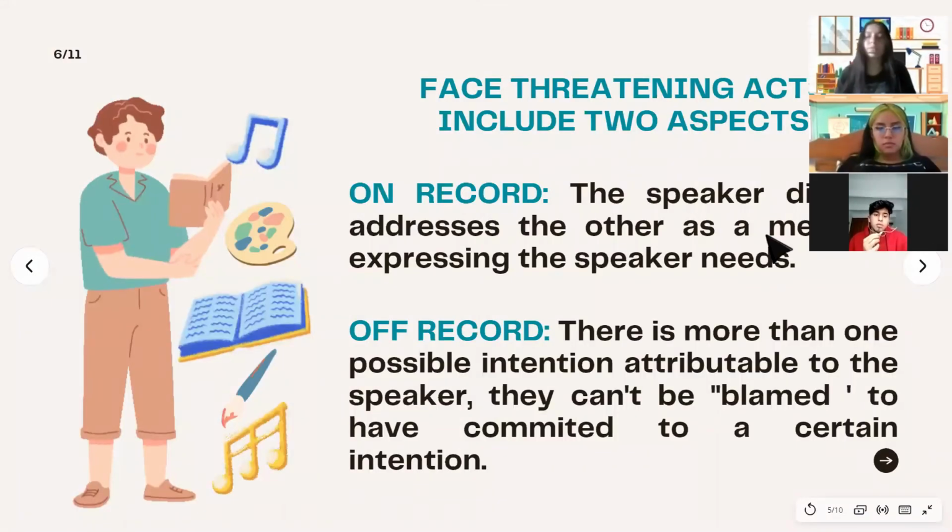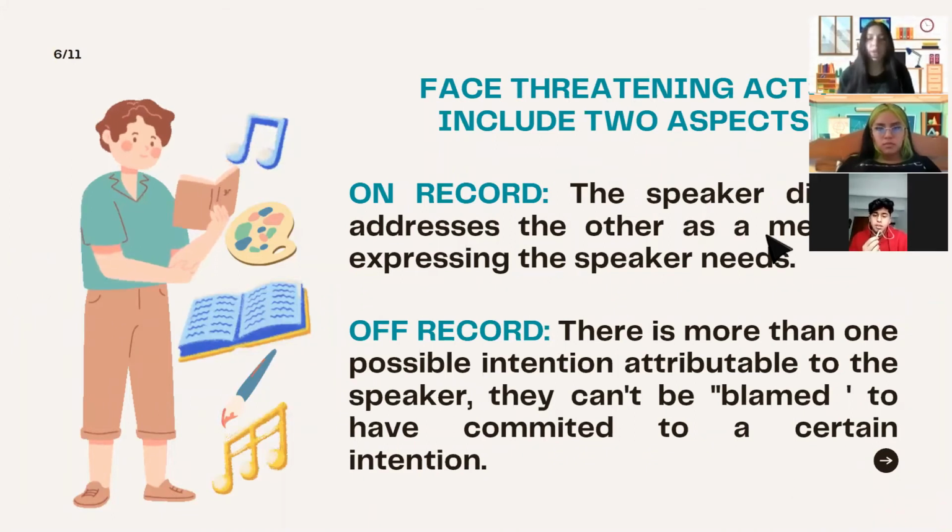So an example of on record is, I want a coffee. Give me one. And an example of off record is, Oh, I'm so tired. A cup of coffee would help.